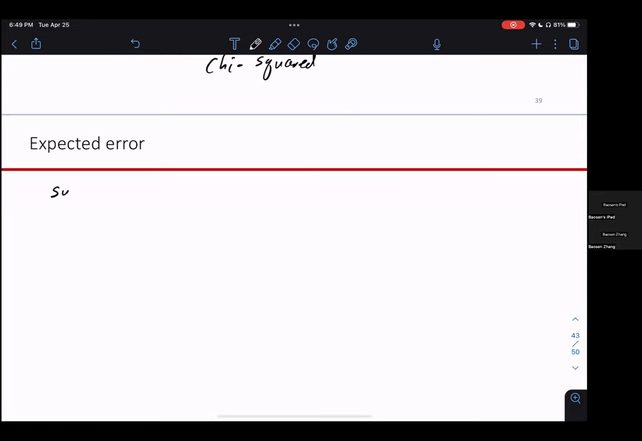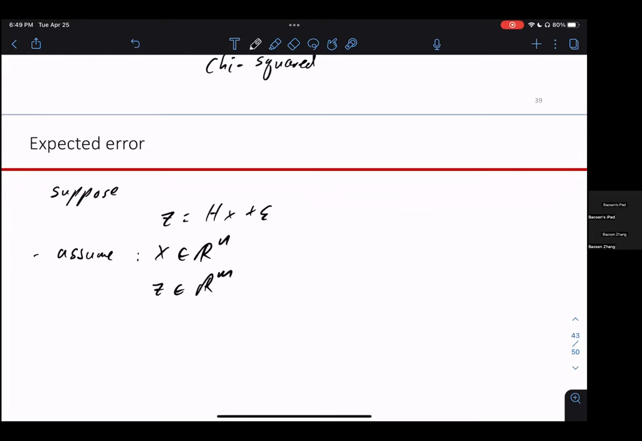So suppose z equals Hx plus some error. We're going to assume that x is in R^n and z is in R^m, and m is greater than n. So you have more measurements than states. What happens if you have fewer measurements?